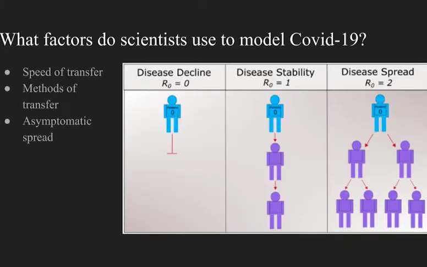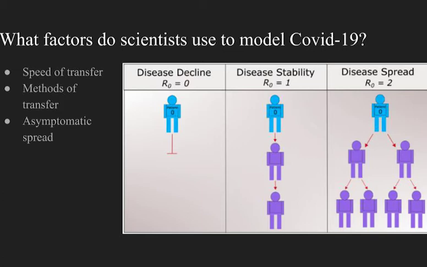The main factors used in mathematical modeling of viruses such as COVID-19 include the basic reproduction value, methods of transfer, and asymptomatic spread. When creating models, we must factor in the R0 value that was discussed in the previous slide. So accounting for the methods of transfer of a disease is very important as well.